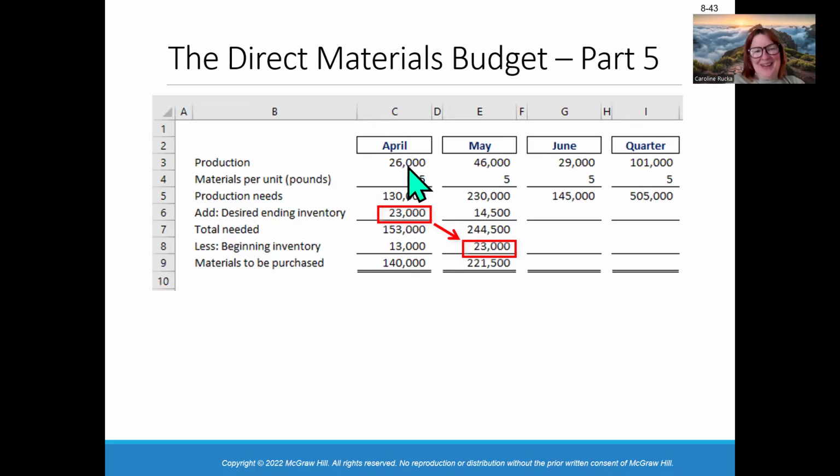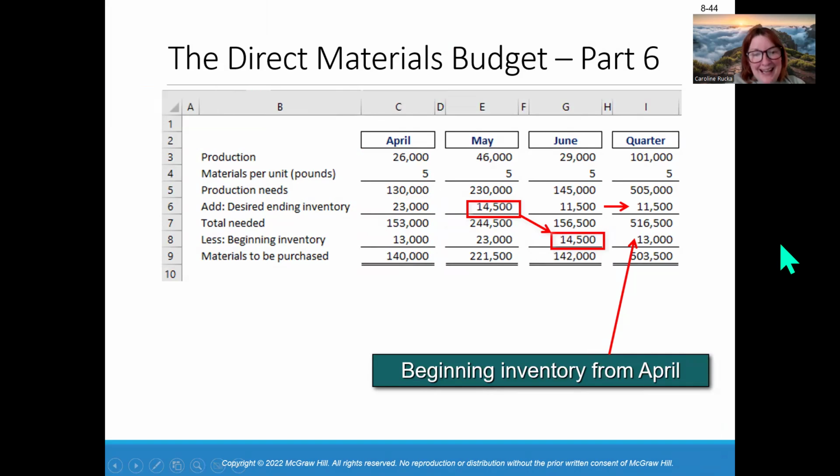Here we go. Okay, so as I said, this 23,000 flows forward and fills in here. June is going to be the same thing, and we're going to add all these up for the quarter.